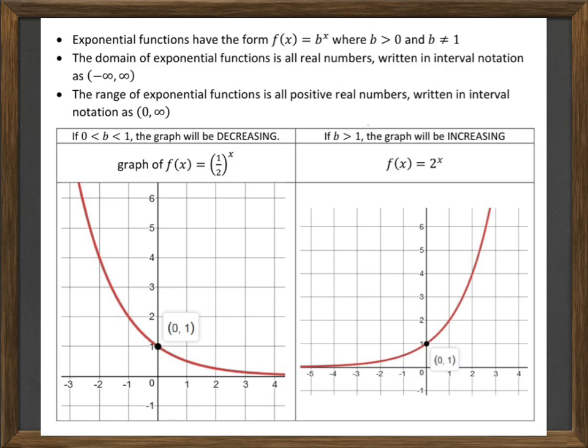Okay, so then the domain. Remember, the domain is the set of all allowed x values. So x can be anything you want. You can see it says all real numbers, or when we write it in interval notation, it's negative infinity to positive infinity. Okay. The range, however, and I alluded to this in my previous graphs, I said that it can't drop below 0. It also can't equal 0.